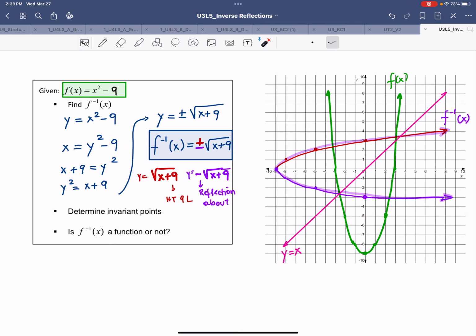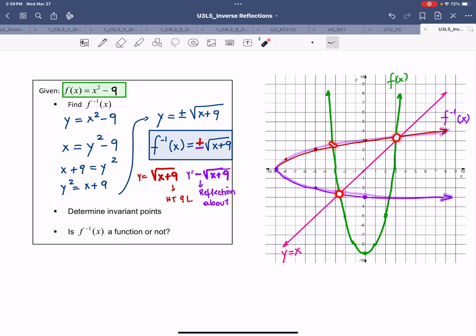Now, next we need to find the invariant points. So as you can see, here we see the invariant points. Remember, invariant points are always points that don't move due to reflection. And the points that cannot move or don't move due to reflection are the ones that are already on the reflection line. And the points that are on the reflection line for both graphs are these two.